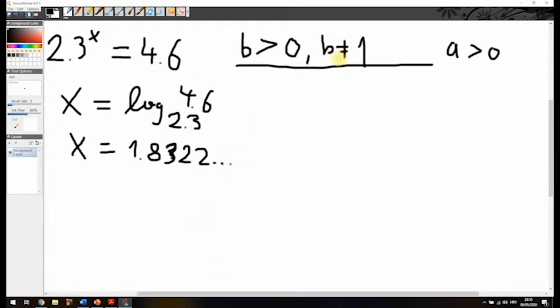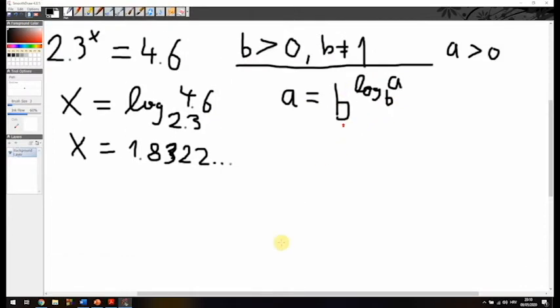Okay, so for the other way, the point is I can write down any real number a that's larger than 0 as a power of any number b that is larger than 0 and not equal to 1. So we already went over that, but I'll write it again. I can write down a as b to the power of logarithm in base b of a. And that's great. So I'll use that for solving this equation.